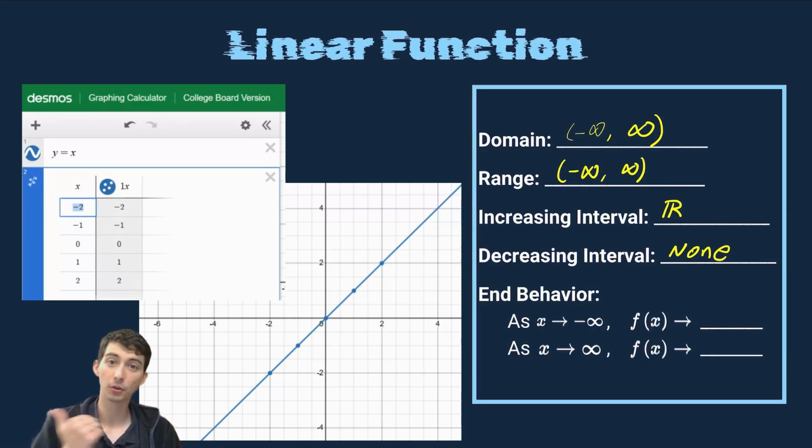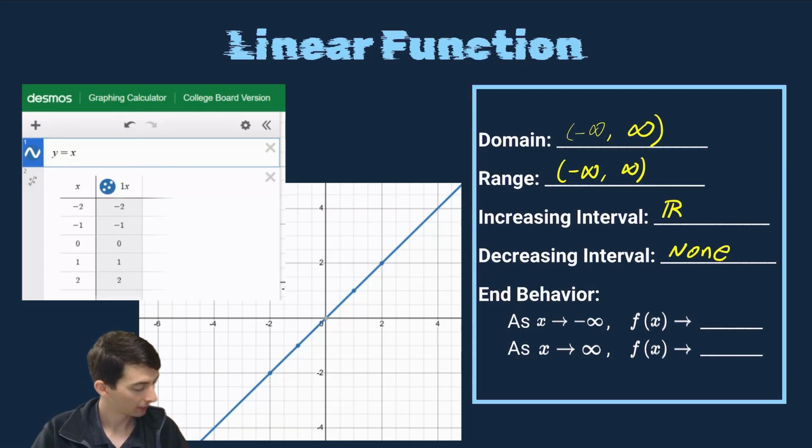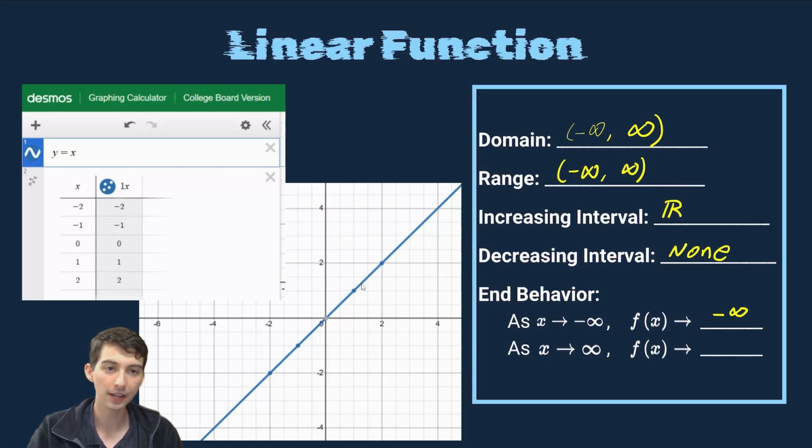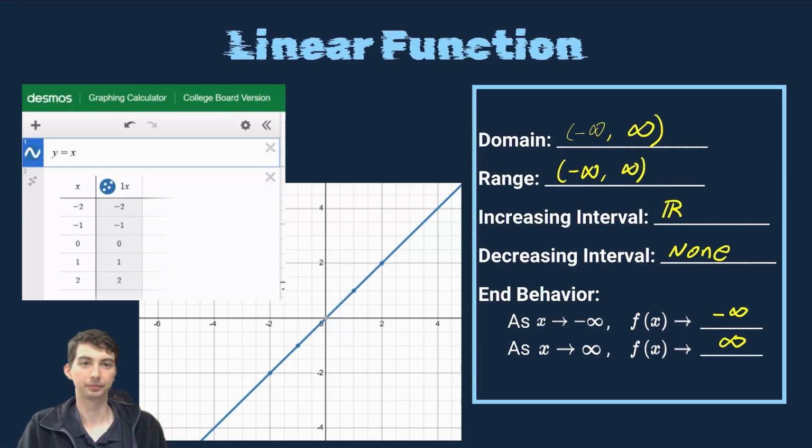My end behavior. First, we're going to look at x approaching negative infinity. So negative infinity would be going to the left, right? As I'm going to the left like this, I see that the y values are increasingly getting smaller. And so I'm going to say this goes to negative infinity as well. Just like that, when x is going to positive infinity, as we're going this way, I see that the y value is increasing as well. So we're going to say this also goes to infinity.